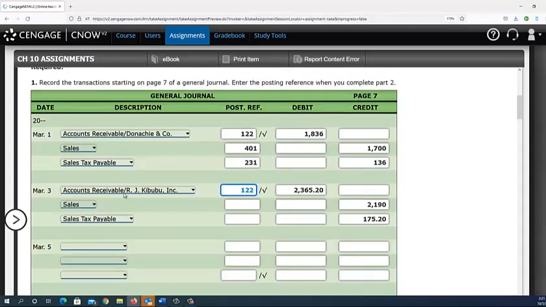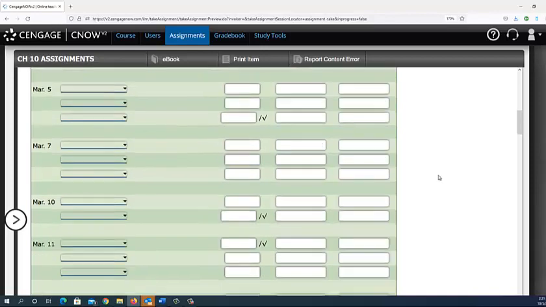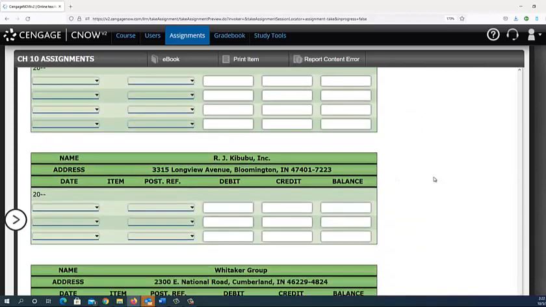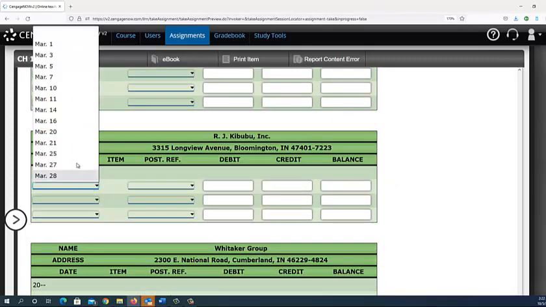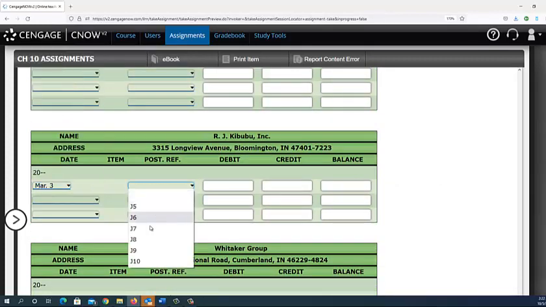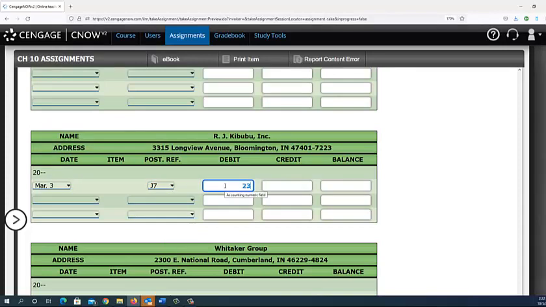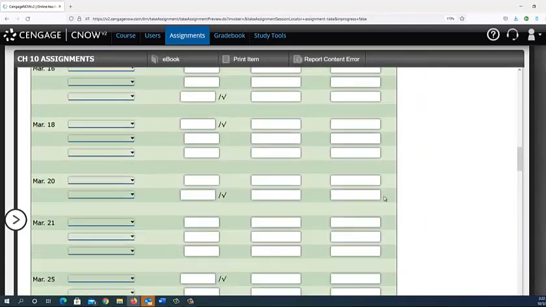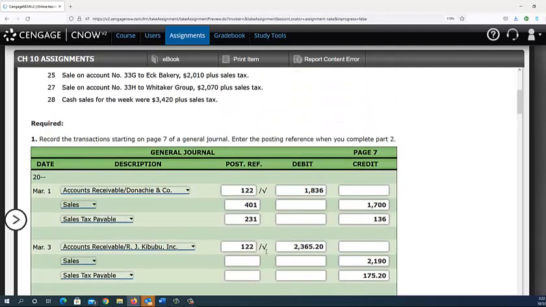Now it's time to post that a second time. We're going to go down to the customer account, RJ Kabubu, and update his ledger. So March 3rd, and we gave it a debit of $2365.20. So notice, whatever you do to accounts receivable in the general ledger, you're also doing to a customer's ledger. Okay, and the check mark to show that it's posted has already been entered for us right here.